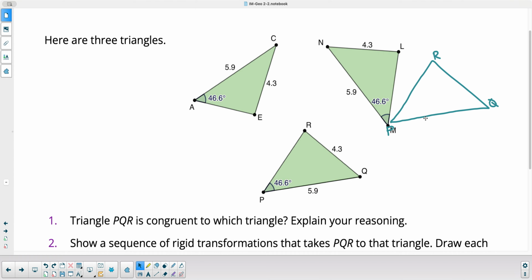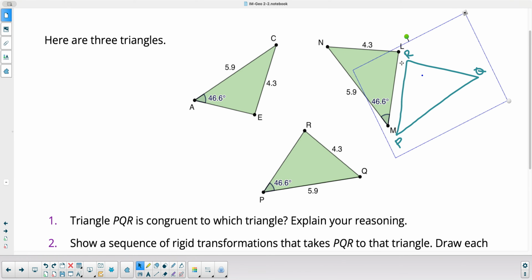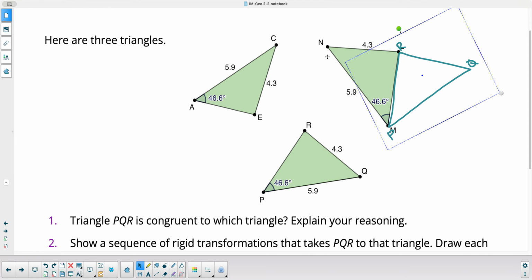So when I get here, though, I could rotate this thing. Let's see here. Right here. Okay, counterclockwise, centered at M, and it will be able to align RP and LM. So let's do that. And then if I reflect over there, I can get Q to align with N.